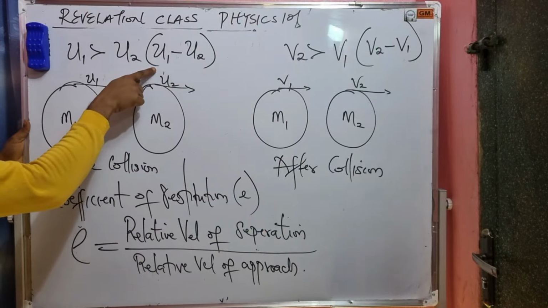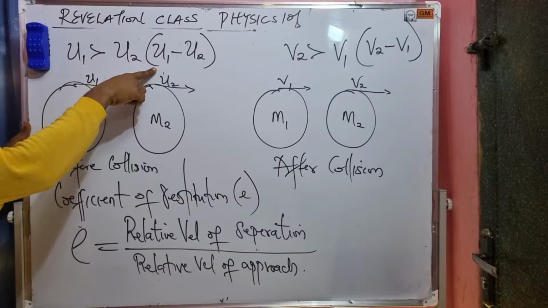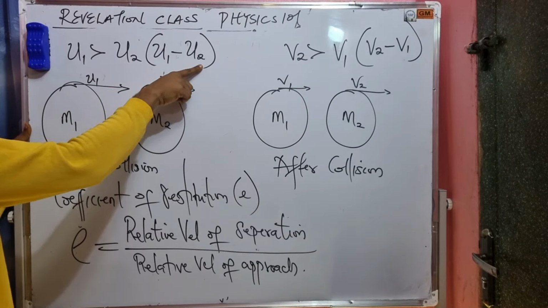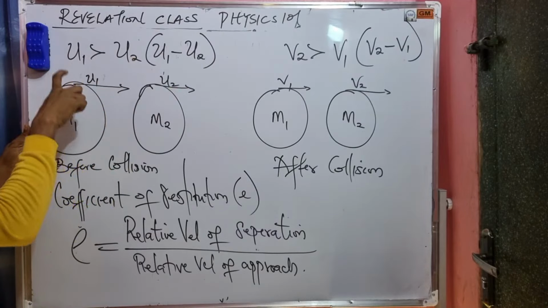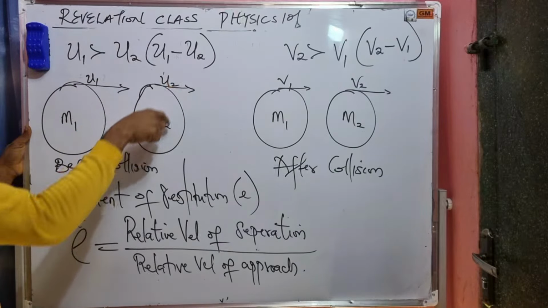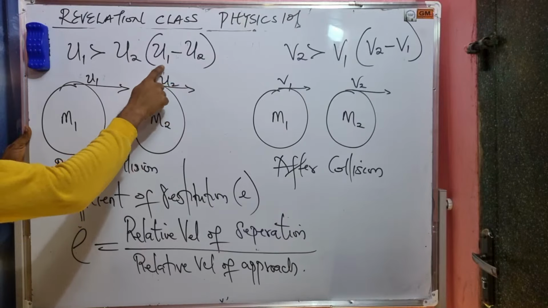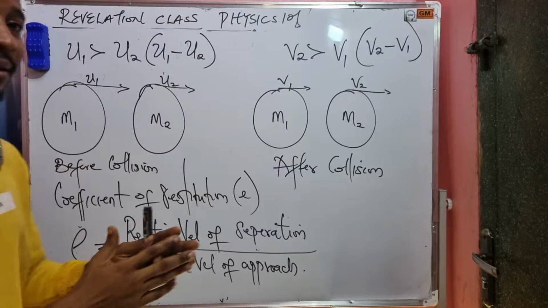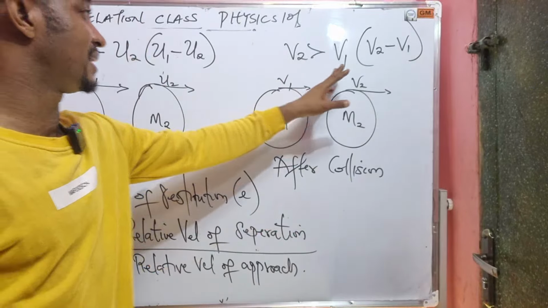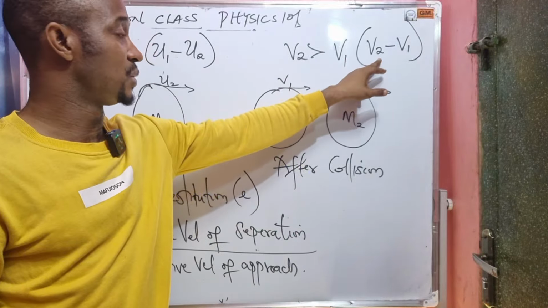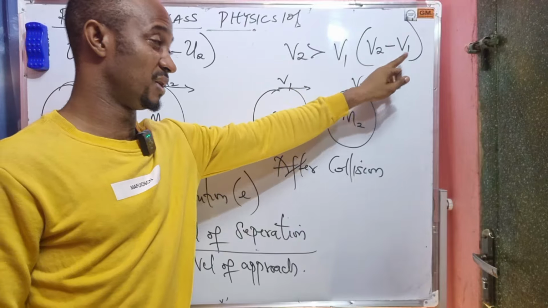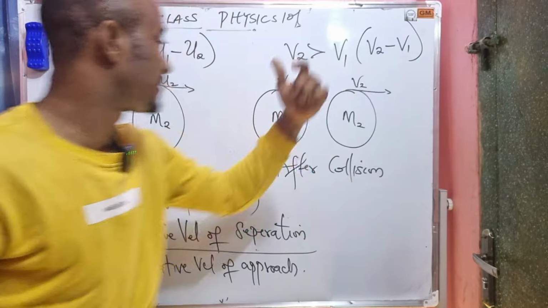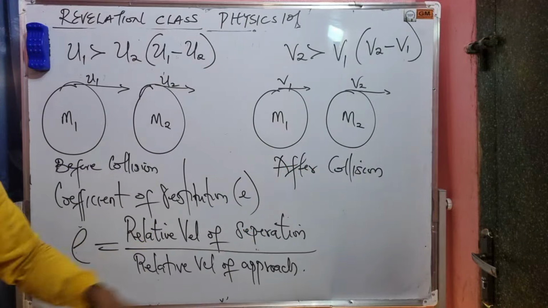Relative velocity of approach is simply U1 minus U2, meaning that mass M1 must approach mass M2 with a greater speed. So this is their relative speed, their difference in speed. For them to separate, V2 must be greater than V1, and that means V2 minus V1. And that one we call the relative velocity of separation.